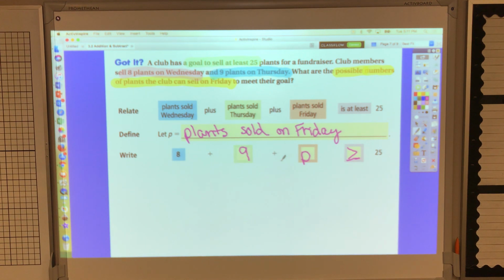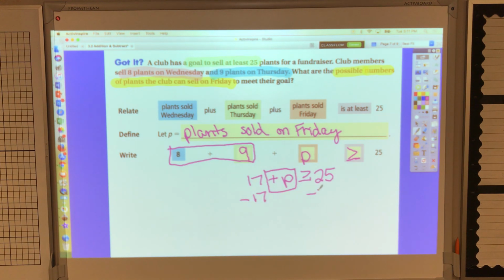Now this is still just an addition inequality, but I have like terms I can combine. So I'm going to combine those terms first, and 9 plus 8 gives me 17, plus P is greater than or equal to 25. My goal is to get P by itself. So 17 is positive, so I need to subtract it on both sides. Again, maybe you want to draw that line down if that helps you. On the left, I'm left with P, and it's greater than or equal to, and 25 minus 17 gives me an answer of 8.